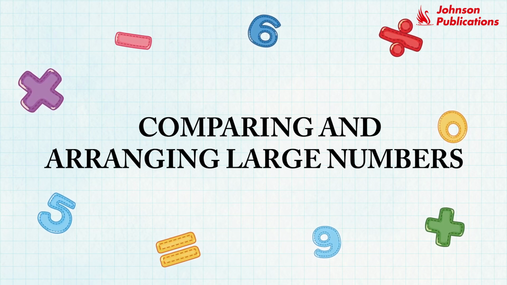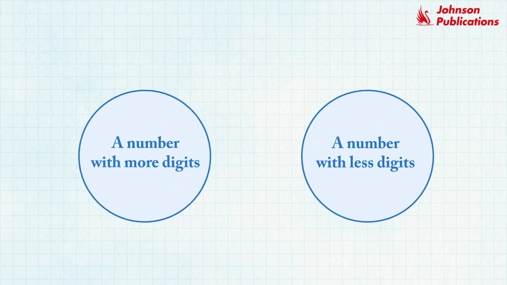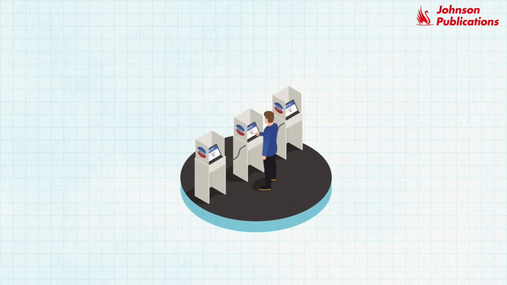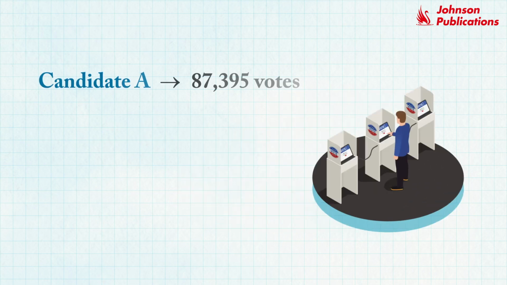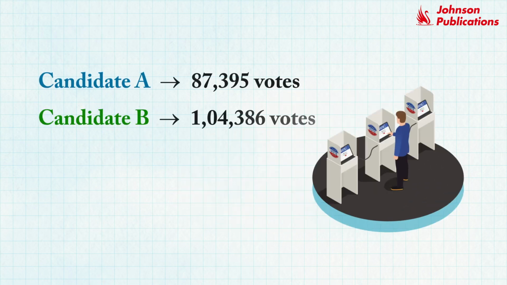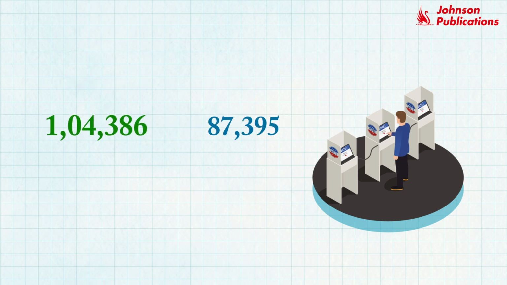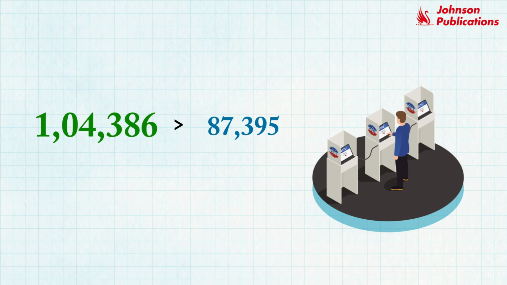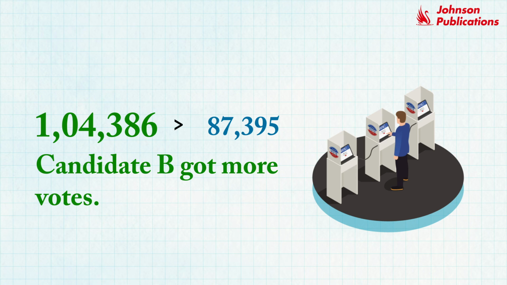Comparing and arranging large numbers. While comparing two numbers, the number with the most digits is greater than the other number. For example, in an election, candidate A got these many votes and candidate B got these many votes. Which candidate got more votes? Here, this number has 6 digits and this number has 5 digits. Thus, this number is more than this number. Hence, candidate B got more votes.